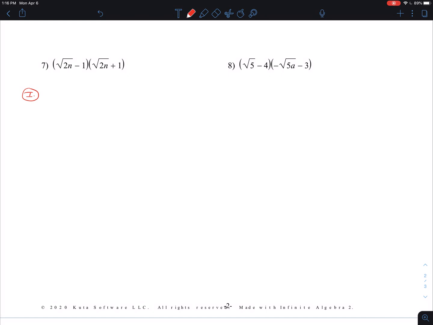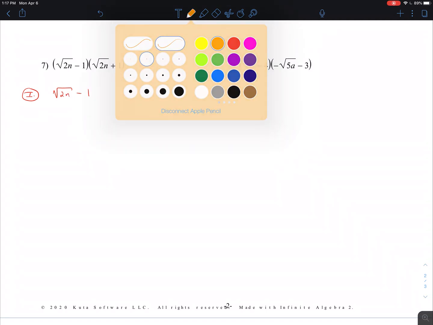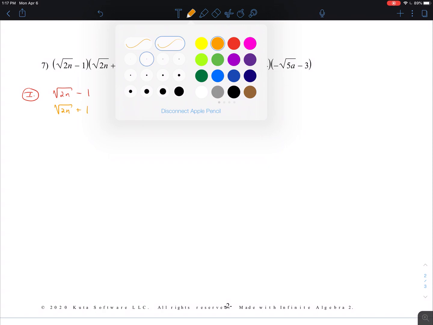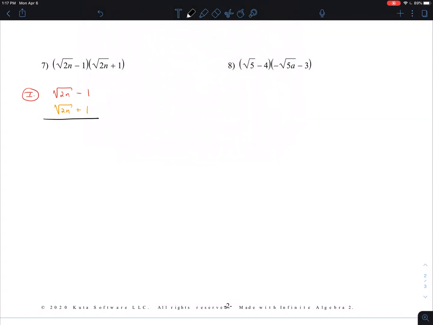So I'm going to take the first one, the square root of 2n minus 1. I'm going to take the second one, and I'm going to put it in orange. I'm going to say the square root of 2n plus 1. And then I'm going to circle all of the terms that we see.